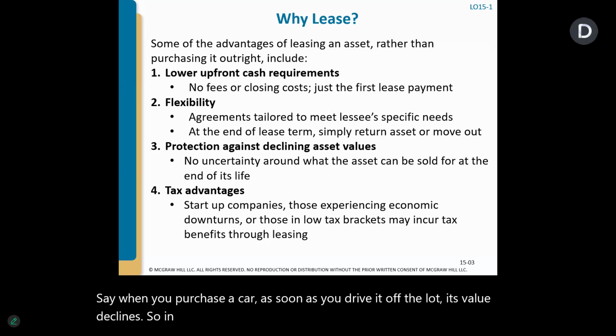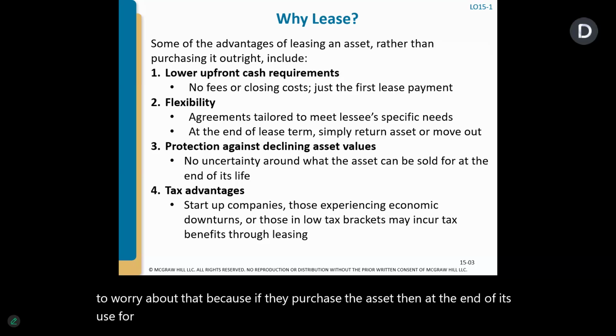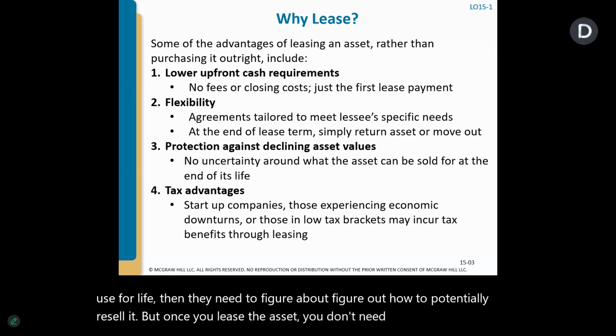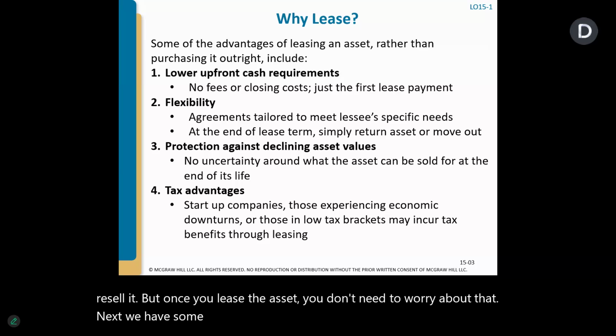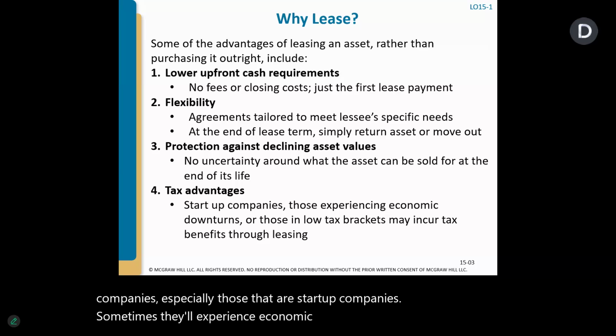So in such case, by the company leasing the asset, they don't need to worry about that, because if they purchase the asset, then at the end of its useful life, they need to figure out how to potentially resell it. But once you lease the asset, you don't need to worry about that. Next, we have some tax advantages. As it relates to tax advantages, some companies, especially startup companies, sometimes experience economic downturns, right? Things happen in the economy, right?